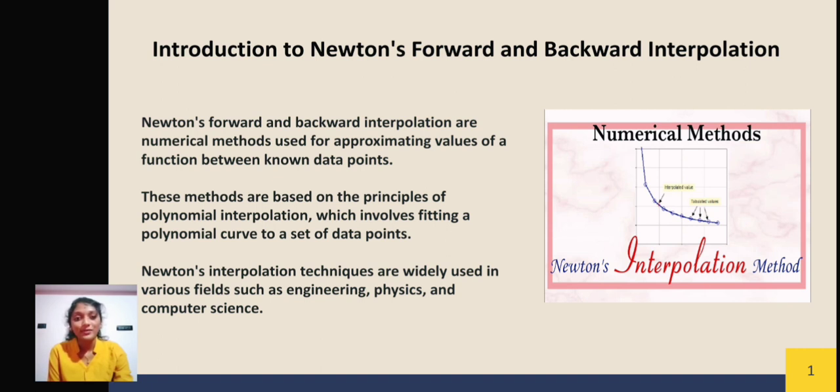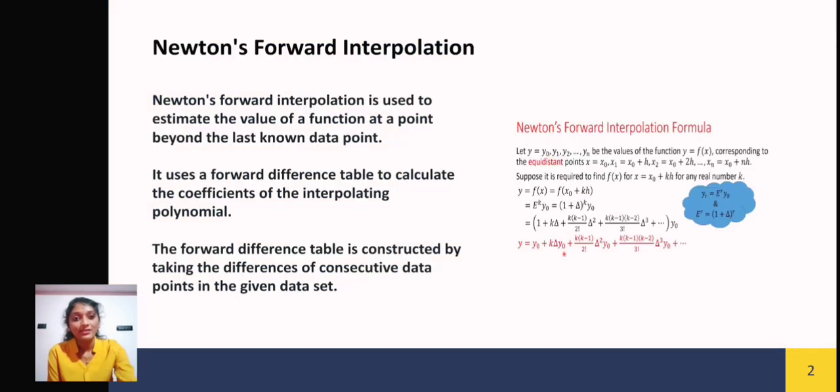These methods are based on the principles of polynomial interpolation, which involves fitting a polynomial curve to a set of data points. Newton's interpolation techniques are widely used in various fields such as engineering, physics, and computer sciences. So let's see Newton's forward interpolation.